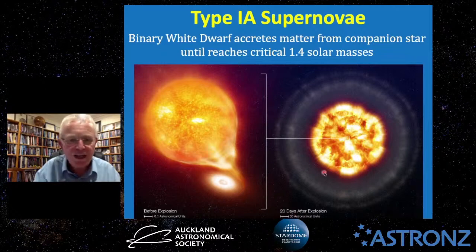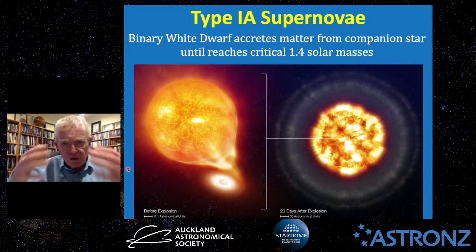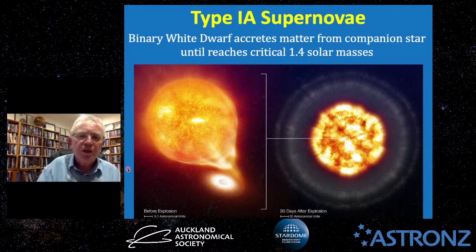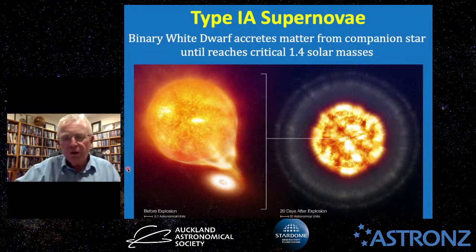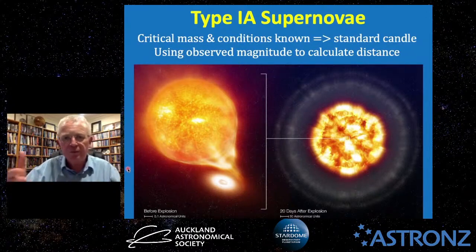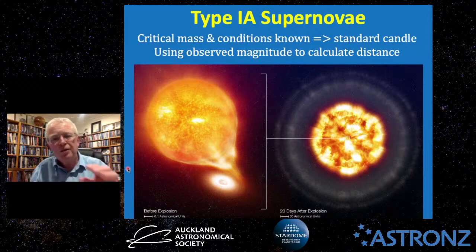You know, this is 20 days after the explosion. So that's what's going on there. The astrophysical processes that are going on are well understood. And that's why astronomers are pretty certain they know the absolute brightness, the luminosity, of when a white dwarf explodes like this, because it's the same conditions, the same critical mass. So they're called standard candles, and you use the magnitude.